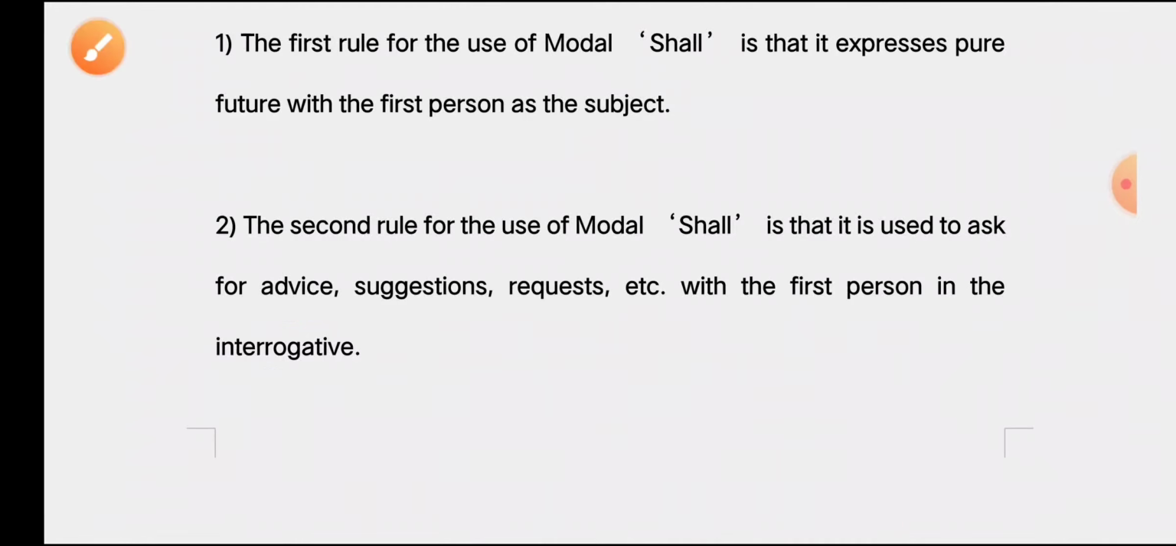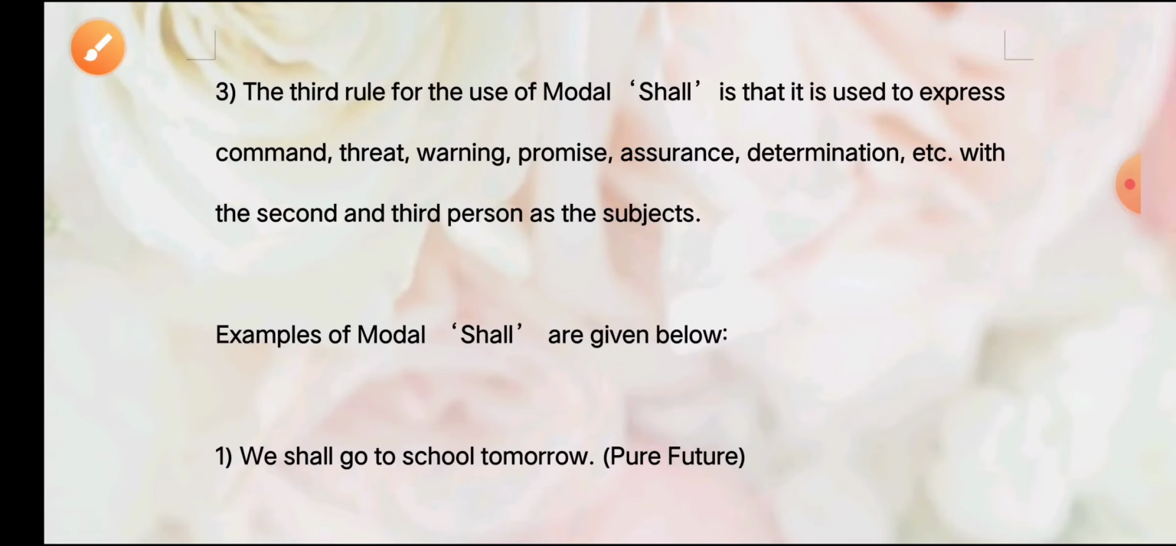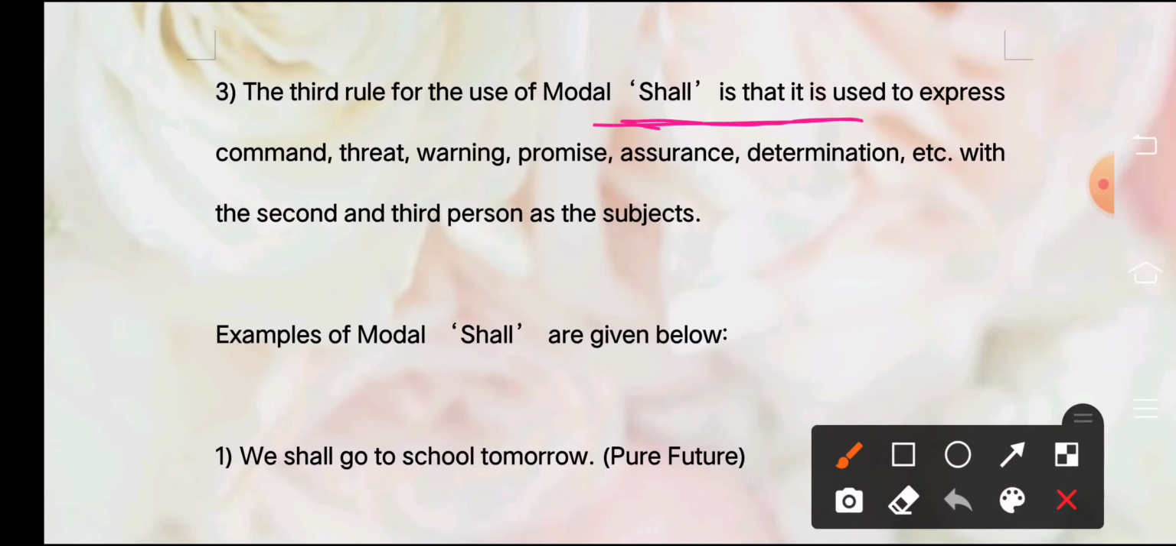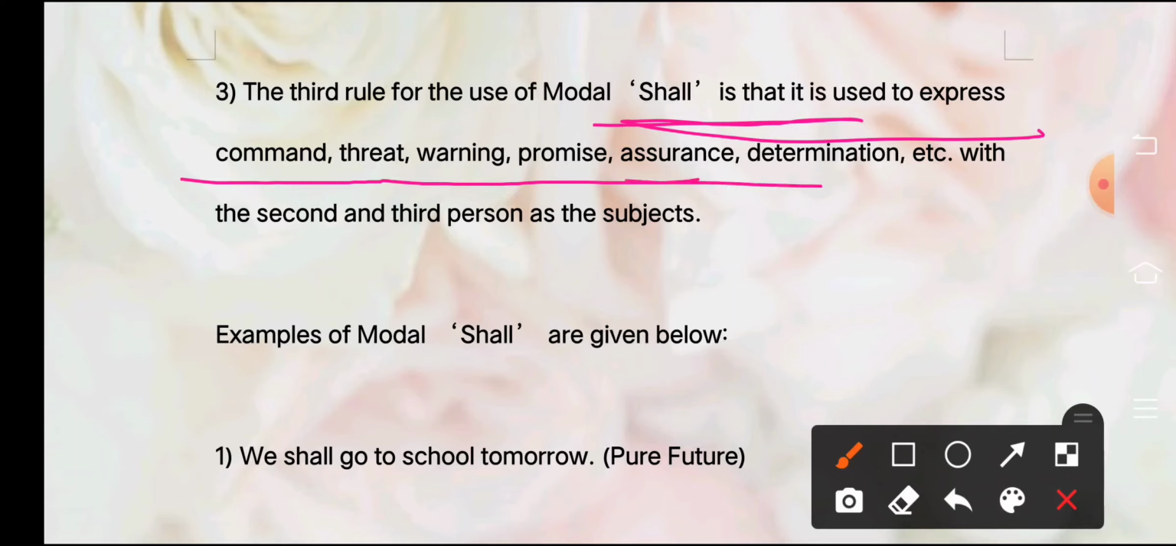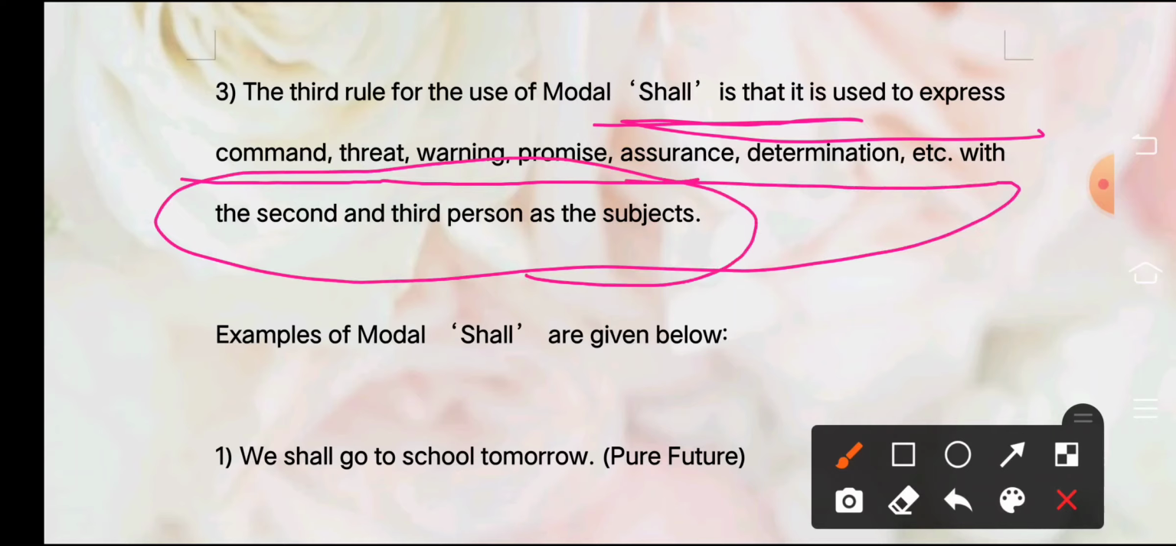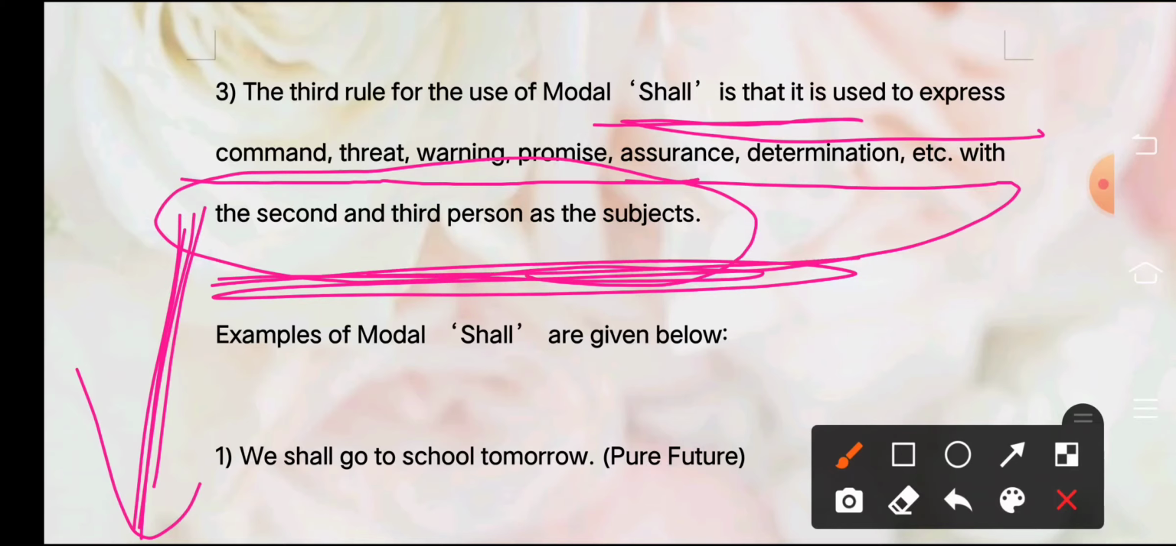And the third rule we learned here is that shall is used to express commands, threats, warning, promise, assurance and determination with the second and the third person in the subjects, and in sentences which are towards ending. Okay, so we have learnt this rule also. I hope you got the use of shall.